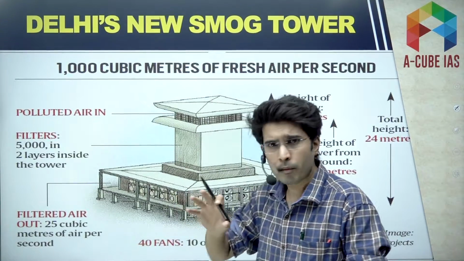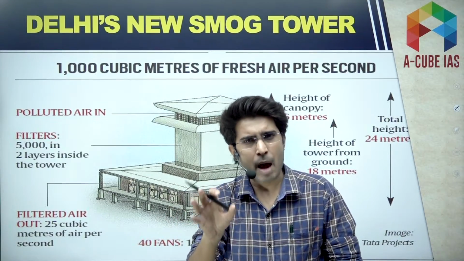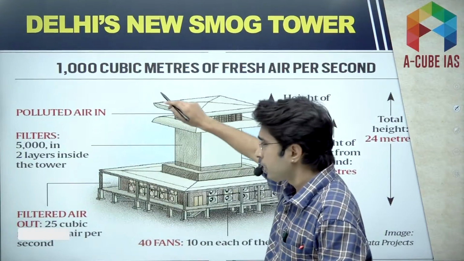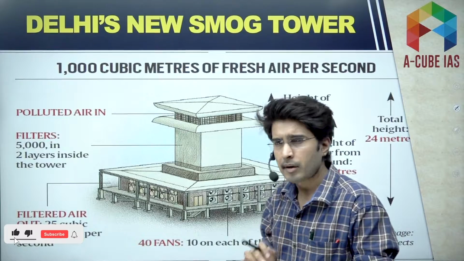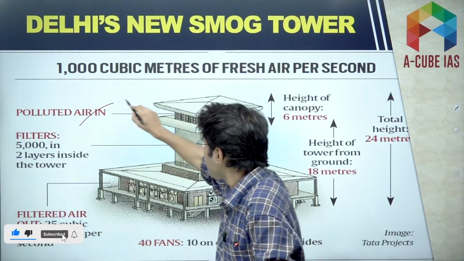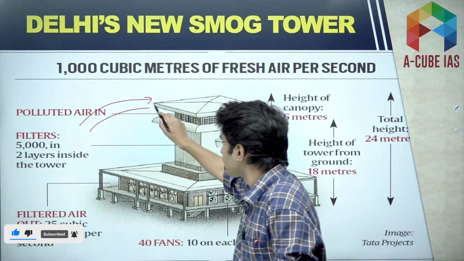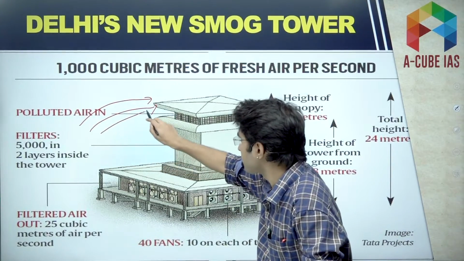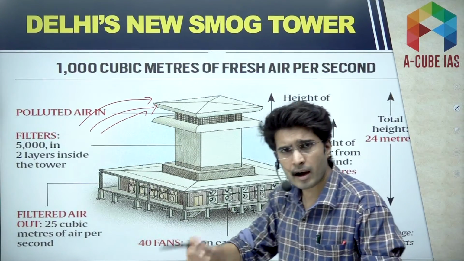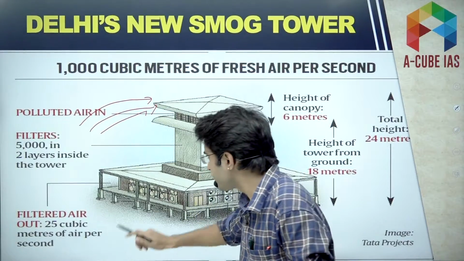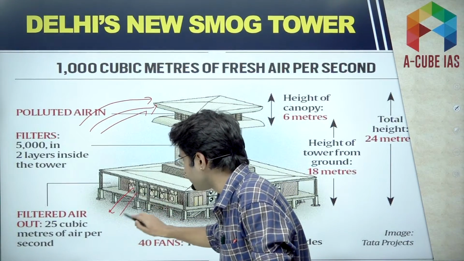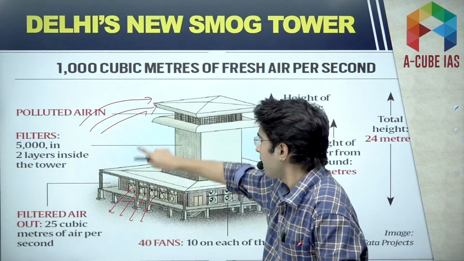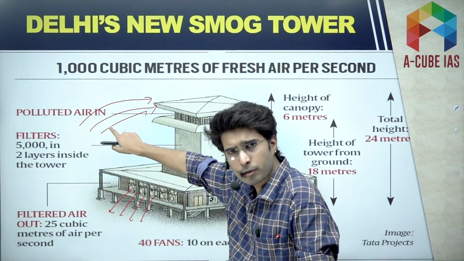Now, what exactly happens under this system? We'll try to understand that. Under this downdraft air cleaning system, polluted air is sucked at the top, and the purified air is released at the bottom. So this is the purified air, and this is the polluted air at the top.